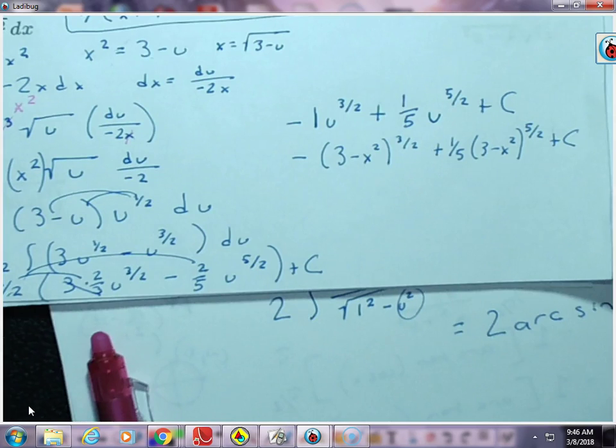Max said he substituted a little bit differently and got the same answer. So he's just going to put his under and show you maybe something a little different. Let's see how different it is.